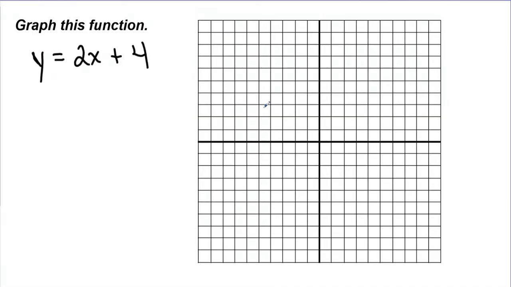So let's take a look at an example, and let's graph this function. So the first thing I want to do is find some solutions to this function, and then I'm going to plot them on the grid.